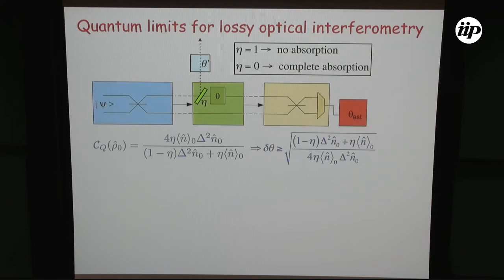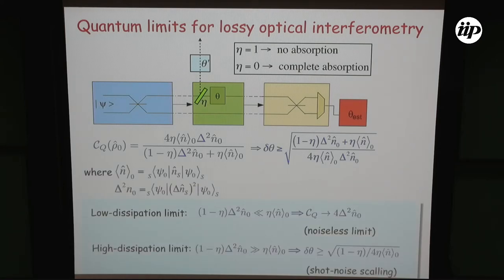Now this expression is nice because you can analyze it in two limits. The first limit is the low dissipation limit, when this term here is much smaller than this term here, so eta is close to 1, I'm sorry. It's the low dissipation case. Then it's easy to see that in this case, this upper bound of the quantum Fisher information is given by 4 times the variance of the number of photons, which is precisely the quantum Fisher information we found before for the unitary interferometer, the closed interferometer without dissipation. So that's nice. This upper bound goes into the quantum Fisher information for the noiseless system.